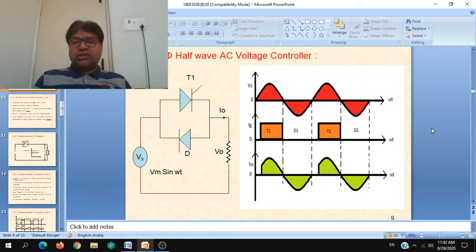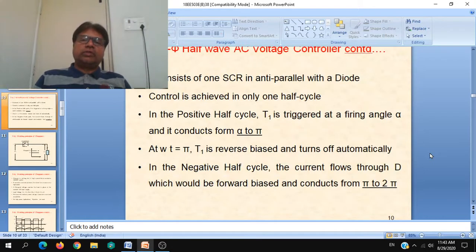Accordingly, write it in simple sentences. That it comprises only one control device, T1, and D is connected in anti-parallel to it, so that it will allow the load current to flow in the negative half cycle. SCR conducts in only the positive half cycle, and by varying its firing angle, the load voltage will be varied, and eventually the power supplied to the load will be varied. That is the concept of the half wave AC voltage controller.